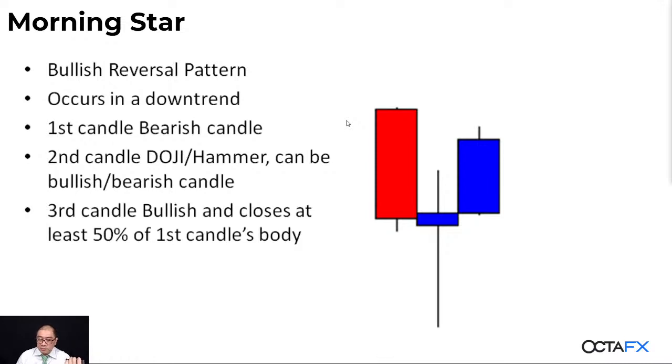Okay, so the rules are set. There are rules to follow. You just cannot randomly look at this and say, oh, this is a morning star. No, the first candle has to be bearish. The second candle has to be a doji or hammer. The longer the tail is, the greater the sentiment is for a potential change, because these are reversal patterns. It only appears when the market is about to reverse. The third candle is bullish and closes at least 50% of the first candle's body.